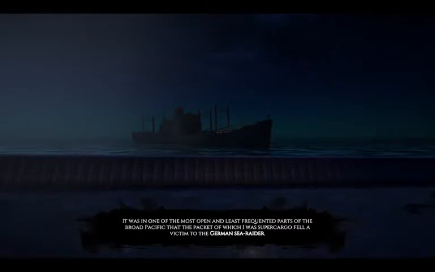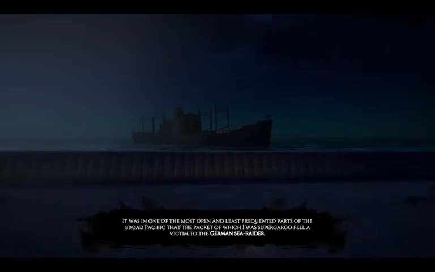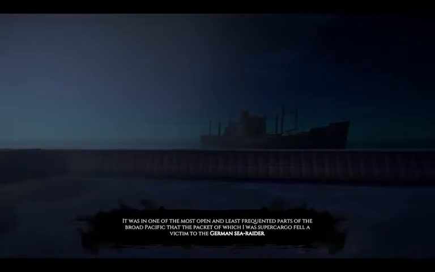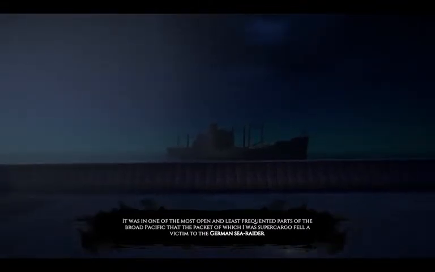It was in one of the most open and least frequented parts of the broad Pacific that the packet of which I was supercargo fell a victim to the German sea raider.